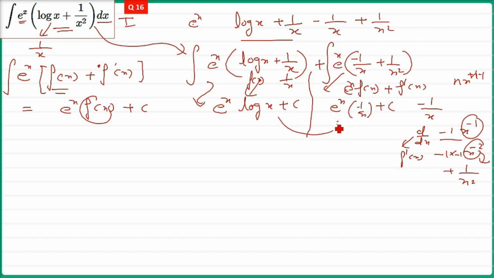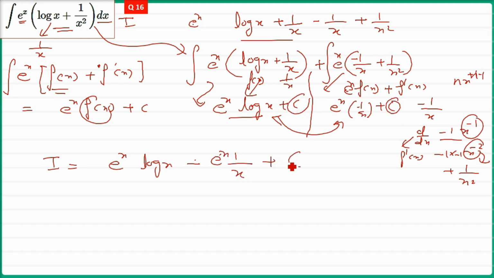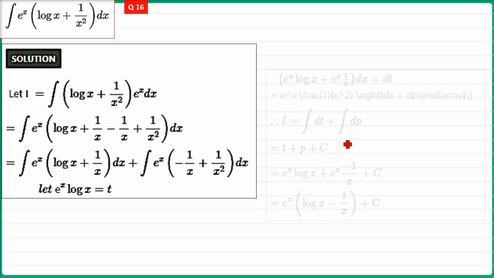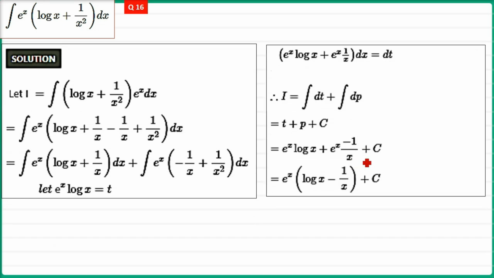So now we need to add these two. When we add this, the integral will be e raised x log x and negative e raised x by x also. This is coming from the second part I made. So just write e raised x 1 by x. And this constant of integration can be added. Now you can take this e raised x outside, and this will be e raised x times (log x minus 1 by x) plus constant of integration. So this is the integral. This is your final result. So this is the result I was talking about, and this is the way you are going to solve it.